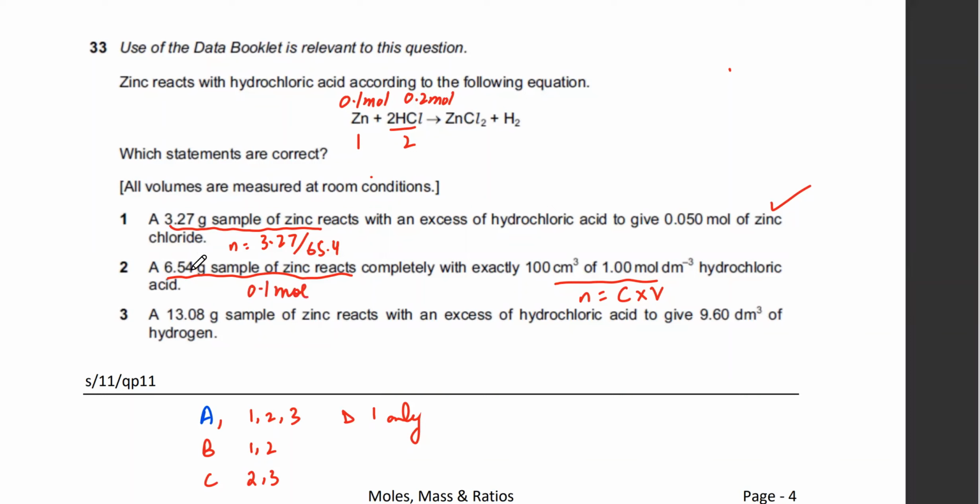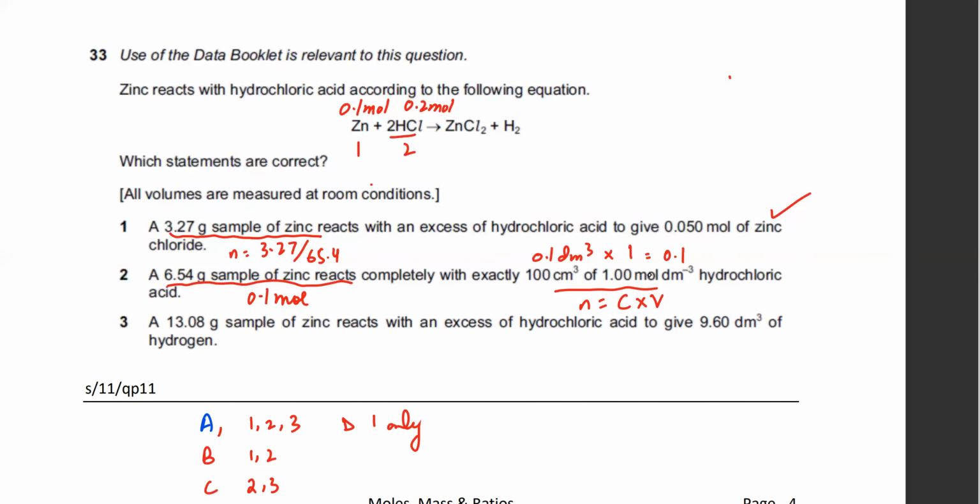We did the calculation: 6.54 divided by 65.4, mass divided by MR or AR. You're getting 0.1 moles. I want to find out how many moles this is: 100 cm cube, 1 mole per dm cube. This would be 0.1 dm cube. My desktop calculator doesn't really work properly, so it would be 0.1 dm cube into the concentration, so it's going to be 0.1 moles.